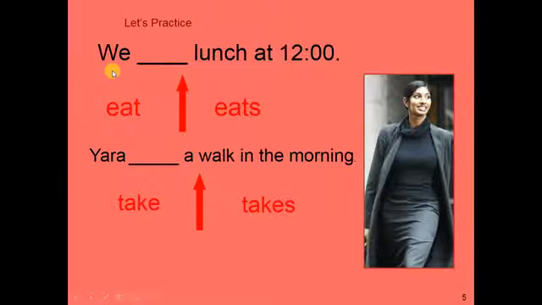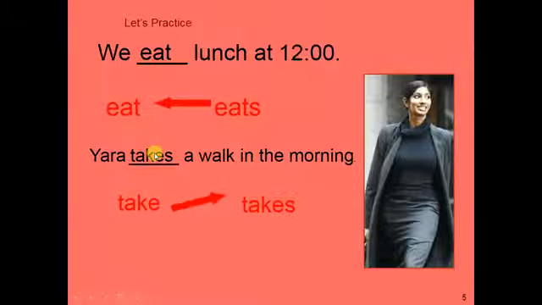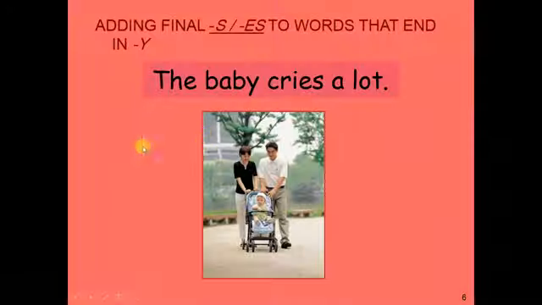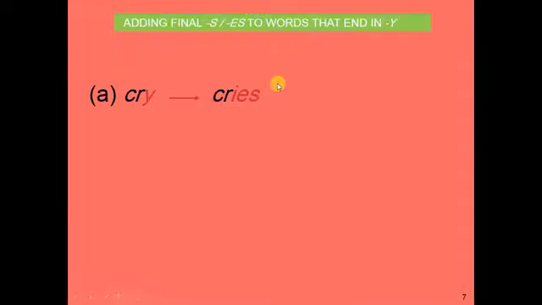Okay. We eat or eats lunch at 12 o'clock? We eat, verb infinitive. Yara take or takes a walk in the morning? Yara means she, so takes. If the verb ends with y, like cry, the baby cries a lot. Here, cries. What happened to the verb? Cry ends with y. Before it, there's a consonant. So drop the y and add ies. It will be cries. Fly, flies.